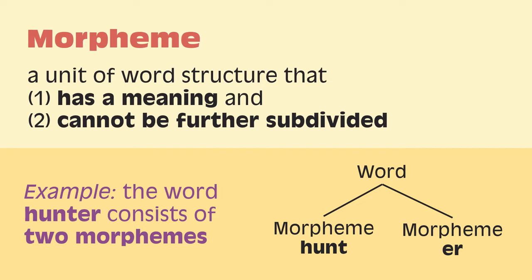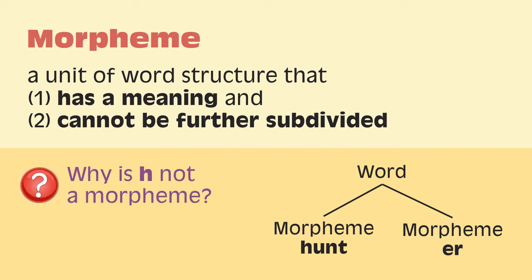Here are a couple of questions to test your understanding. If hunt is a morpheme and -er is a morpheme, why is H not a morpheme? H is a unit. It's a unit of sound, but it doesn't have a meaning. The sound H doesn't contribute an identifiable meaning to the word hunter. It's just part of the morpheme hunt. Since H doesn't have a meaning, it's not a morpheme.